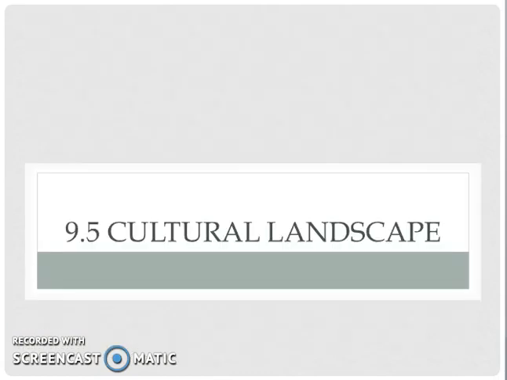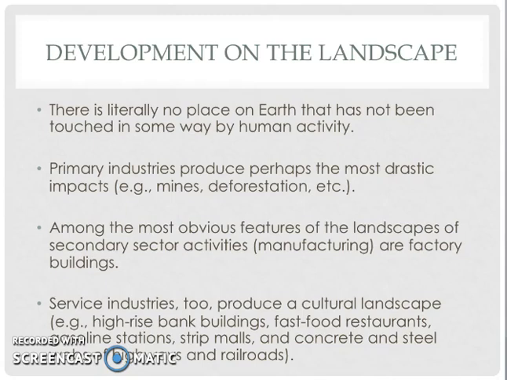So through the theme of cultural landscape and development, we can really see that there's literally no place on Earth that hasn't been touched in some way by human activity, vis-a-vis water or air pollution at the least. Primary industries produce perhaps the most drastic impacts, such as mines and deforestation, and then among the most obvious features of the landscapes of secondary sector activities, such as manufacturing, are factory buildings. Often in urban and suburban areas, factory buildings can tell us a lot about a culture and economy. Service industries too produce a cultural landscape, such as high-rise bank buildings, for instance downtown San Francisco, fast food restaurants, very ubiquitous across the country, gasoline stations likewise, strip malls almost equally so. These are all part of the cultural landscape now.